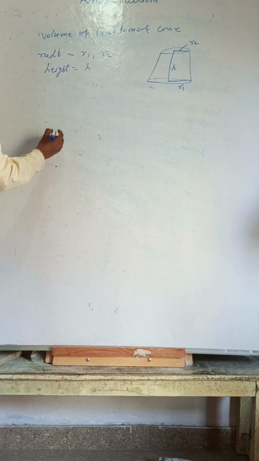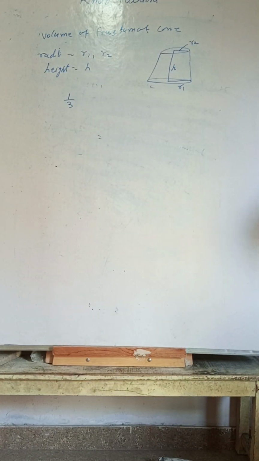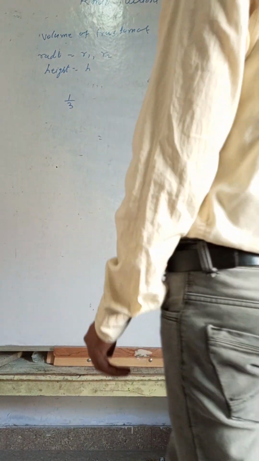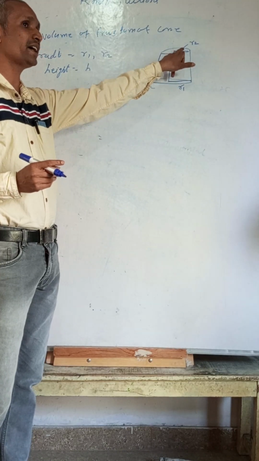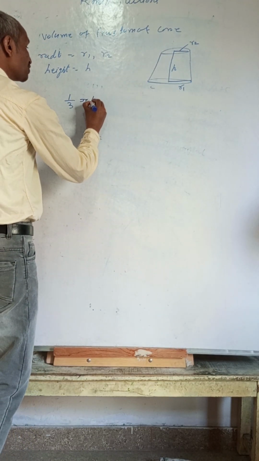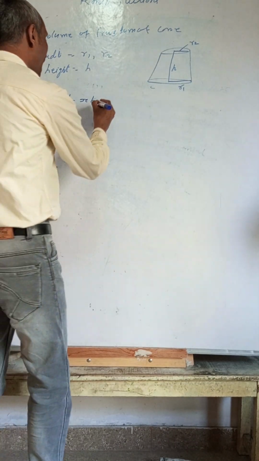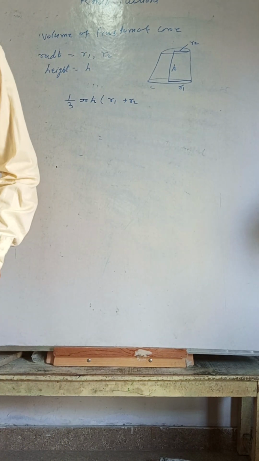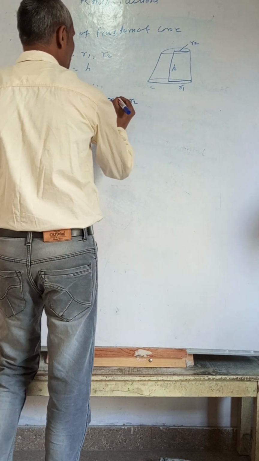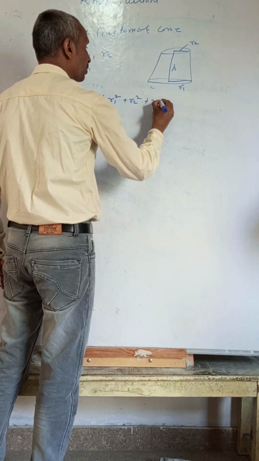Here it is given 1/3, because it is a part of a cone. So how to find it? Part of cone, in that it is given 1/3, and pi, and pi and h are common in that. Why? Because height is the same for both. Now in that R1 and R2 are written. But here another thing is that it is always in the area of this one, so square of this one. Now in that it is R1 and R2, that is also multiplied.